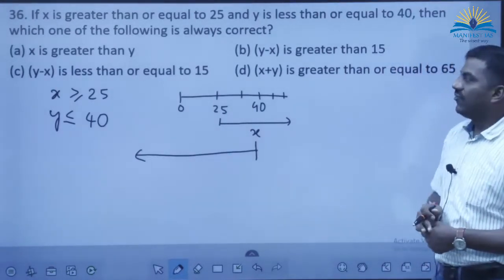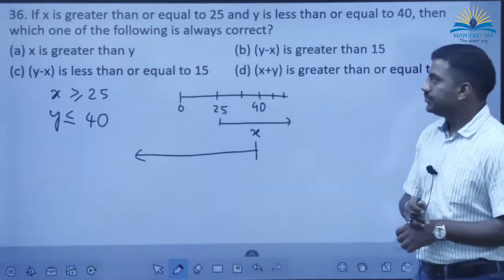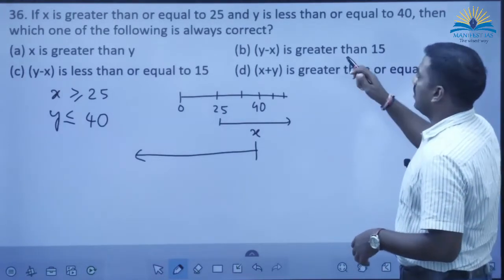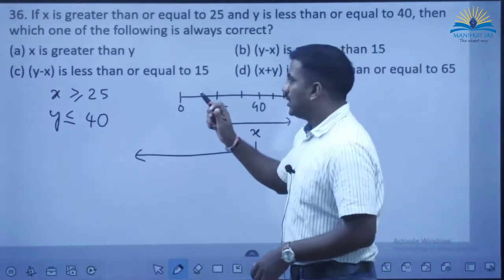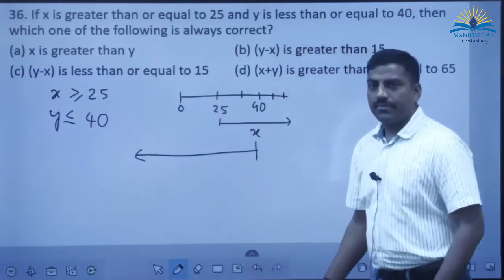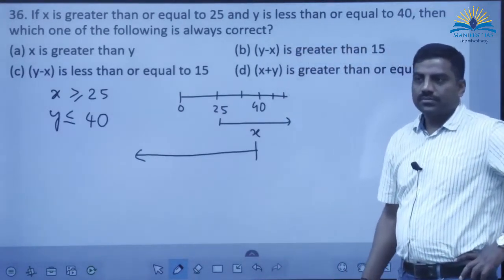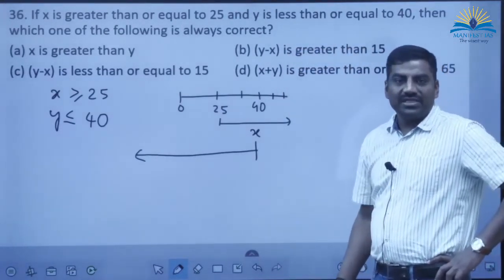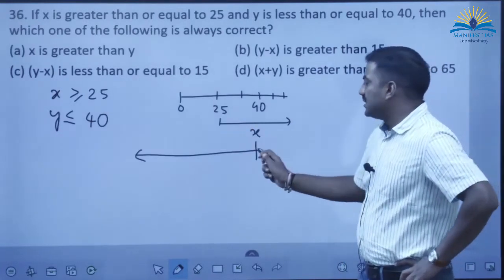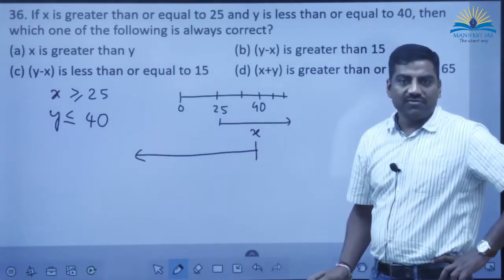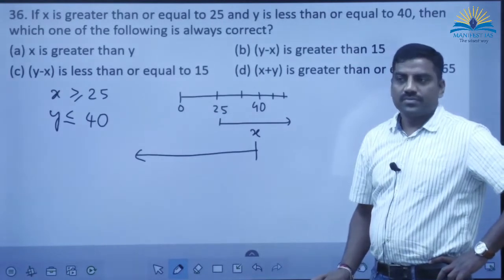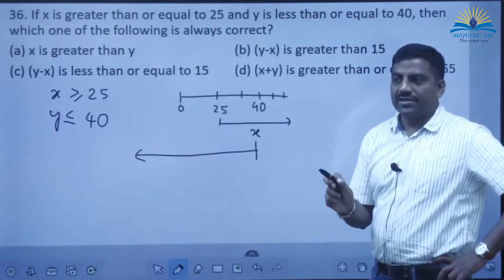Okay. Now verify this one. Then which one of the following is always correct? X is greater than y. Always. X is greater than y always. If x is here, y is here, then x is lesser than y, no? X is not always greater than y.